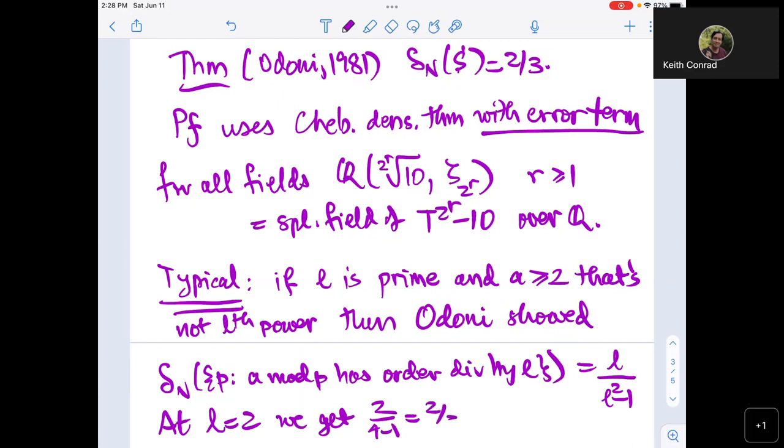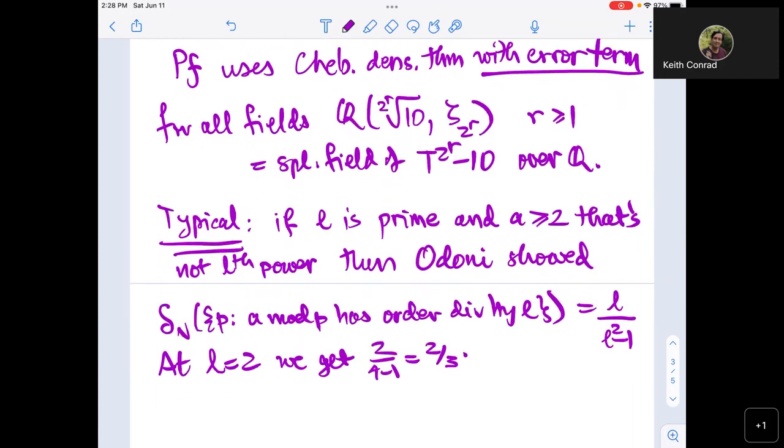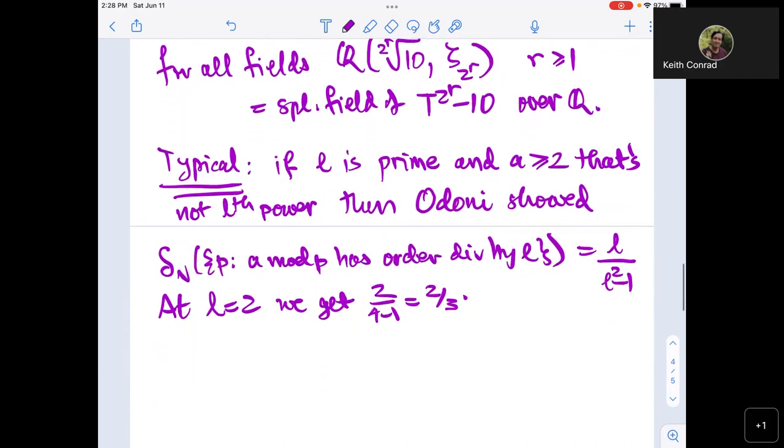So in general, you want to know how often the number A, reduced mod P, has order divisible by a chosen prime L. It turns out to be given by this simple expression. The proof is very complicated because you need to apply Chebotarev to infinitely many number fields in the context of this problem. Now, I said typical because you do run into some situations where this formula is not quite correct.